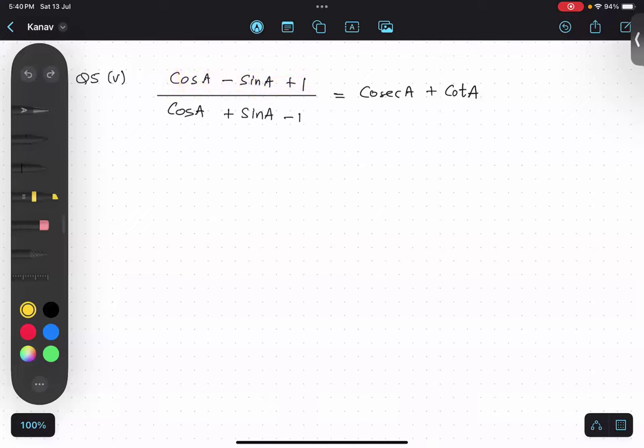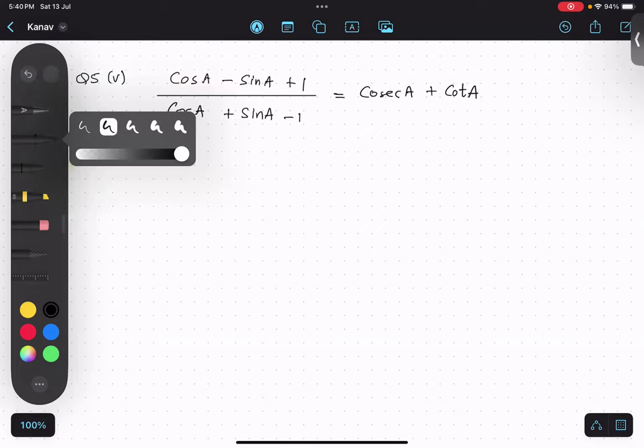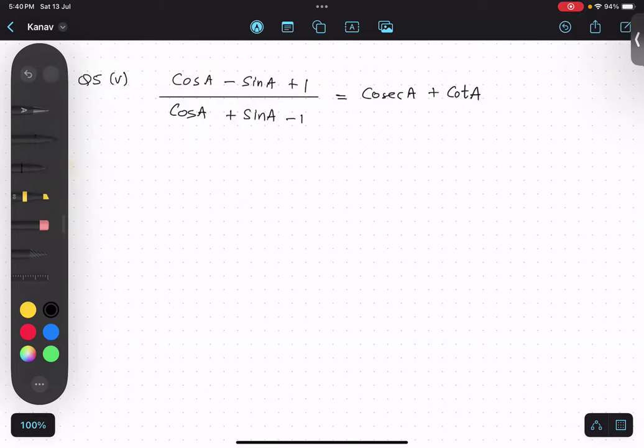And I don't think any identity is also possible. So basically, I'm stuck. But one thing is there, it is in fraction. If something is in fraction and non-divisible, what was the rule? You can take it to the other side and multiply it. No, we are not going to do that.